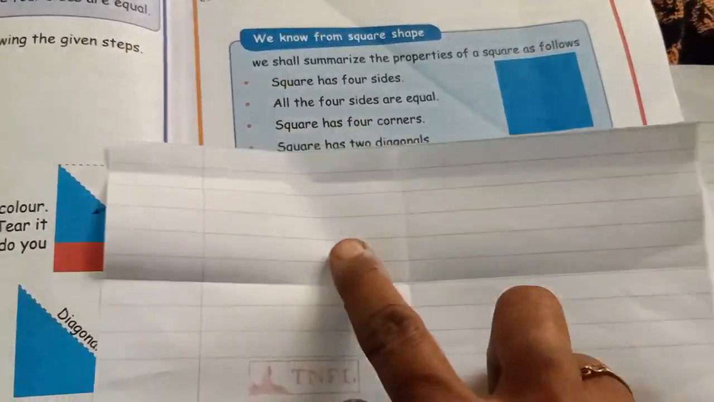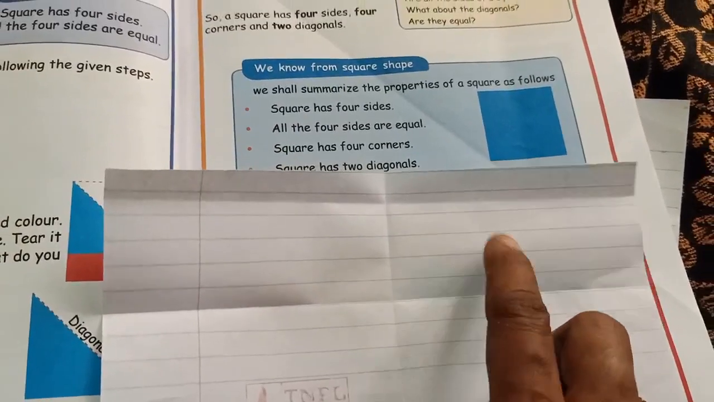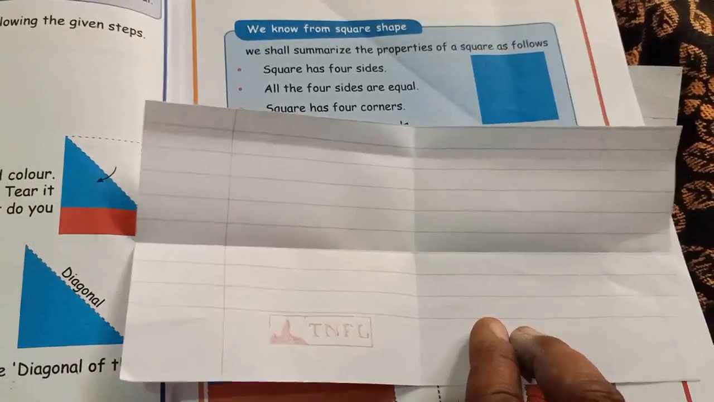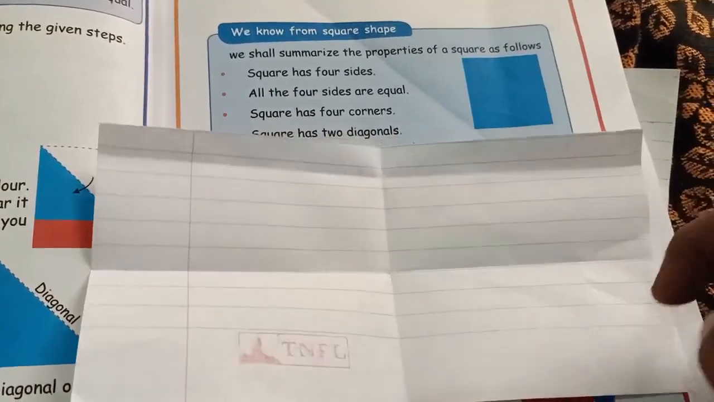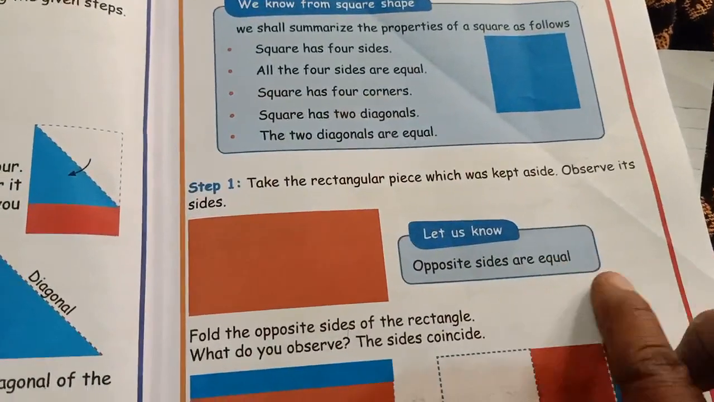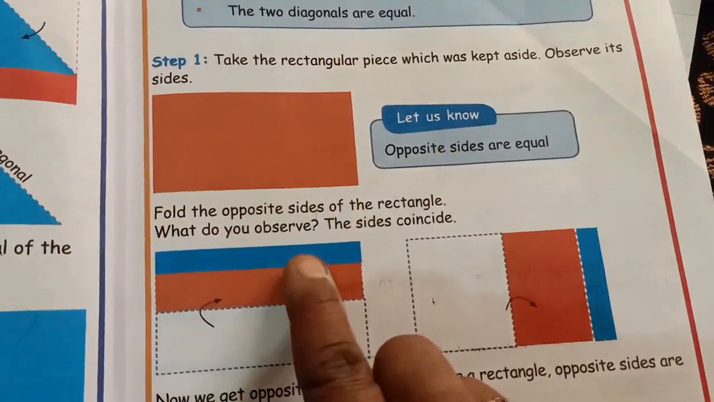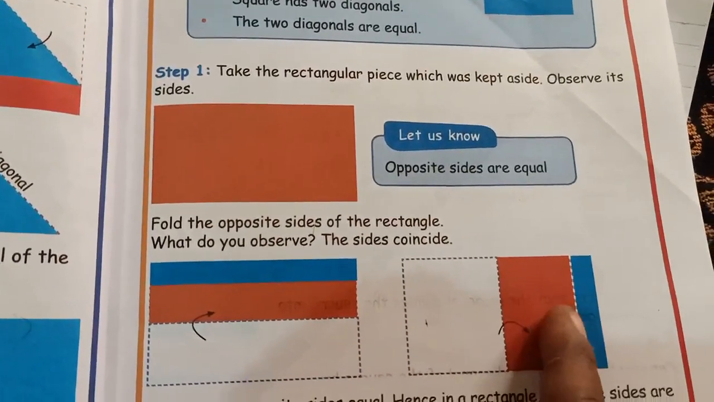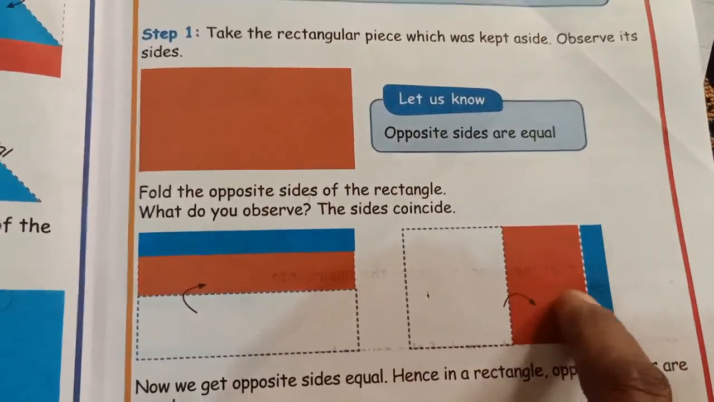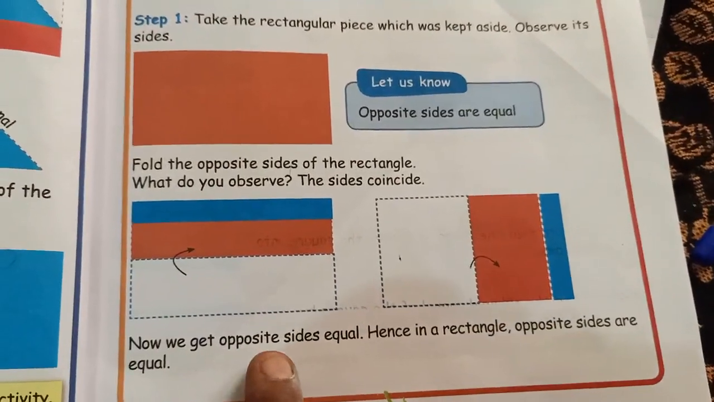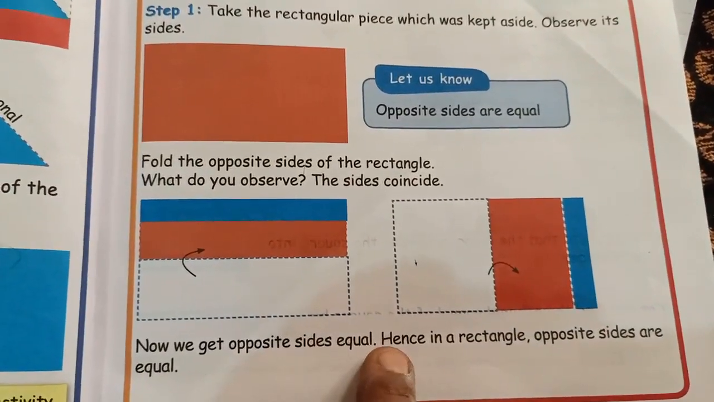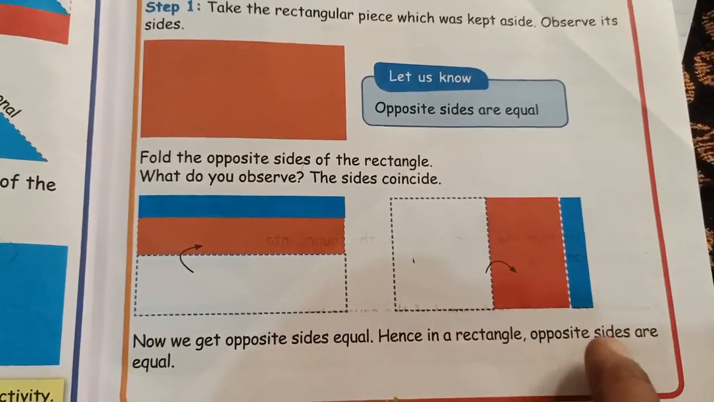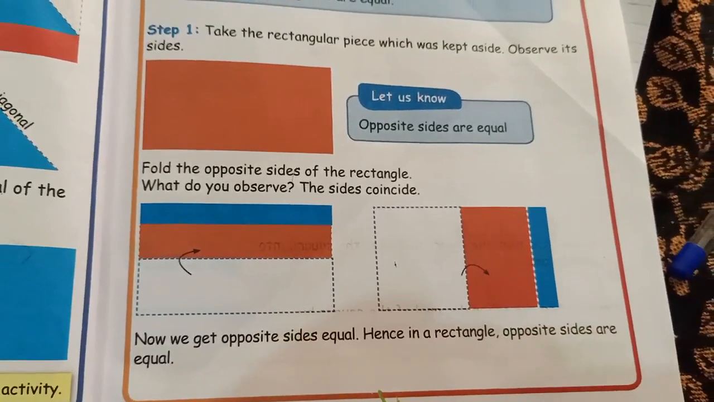See, on the upper side one long rectangle. Again here one rectangle. So these two sides are equal, so only opposite sides are equal. Fold likewise: this part and this part are equal. Left and right, you fold, and this part and this part are equal. So now we get opposite sides are equal. Hence in a rectangle, opposite sides are equal.